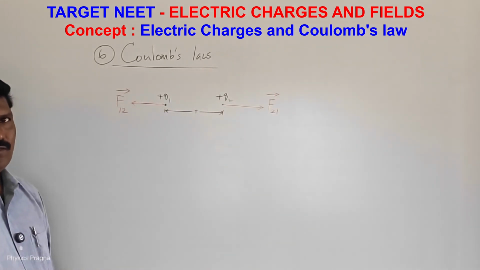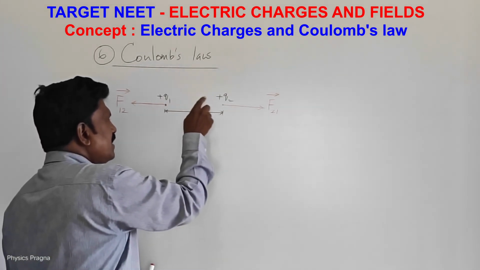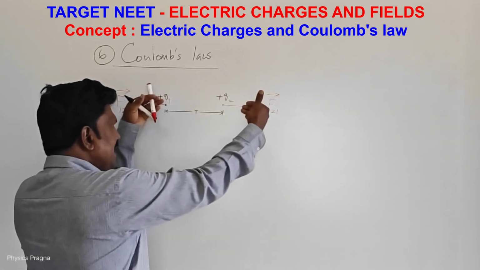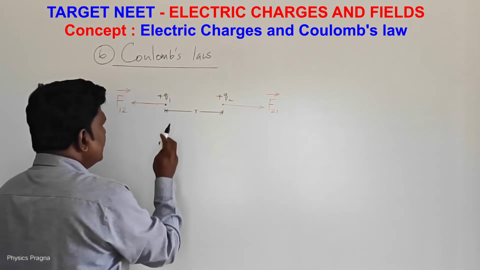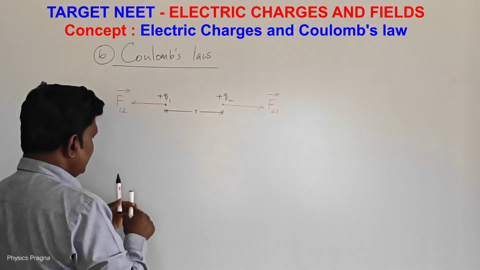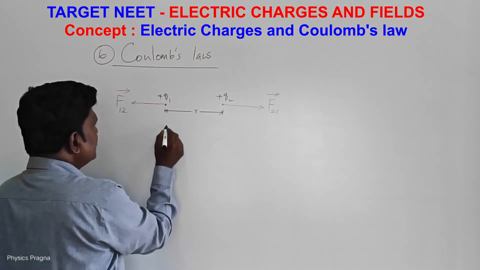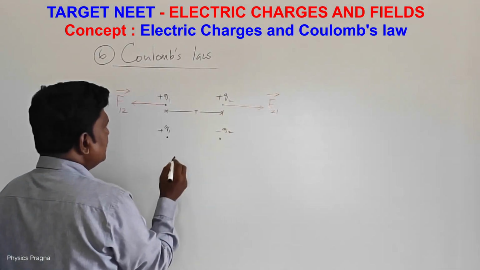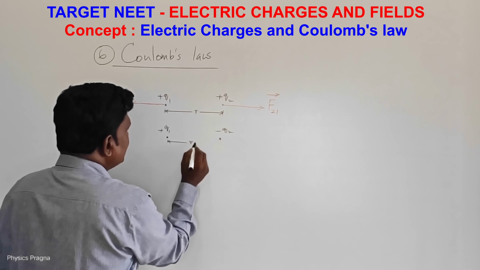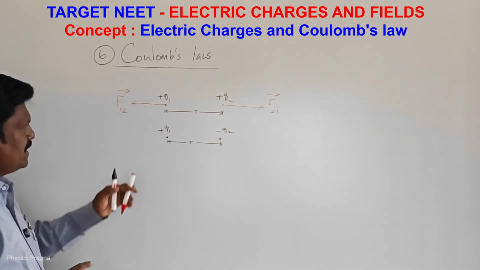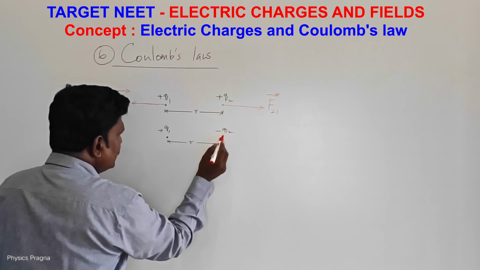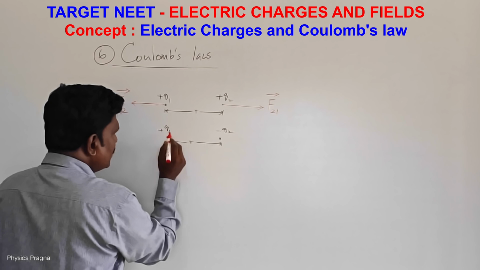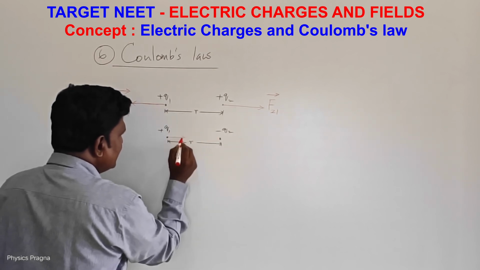These are the directions of forces. Whether these two are positive charges, they repel. If one is positive and one is negative, they will attract along the line. So for these two forces, this is charge plus Q1, and this is charge minus Q2. The distance between them is the same, but they are unlike charges, so the minus Q2 charge attracts the plus Q1 charge, and the plus Q1 charge will be attracted in this direction.